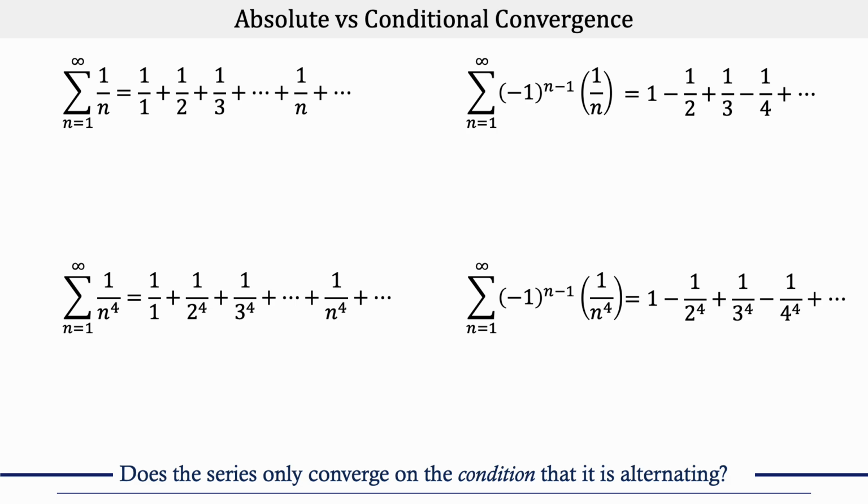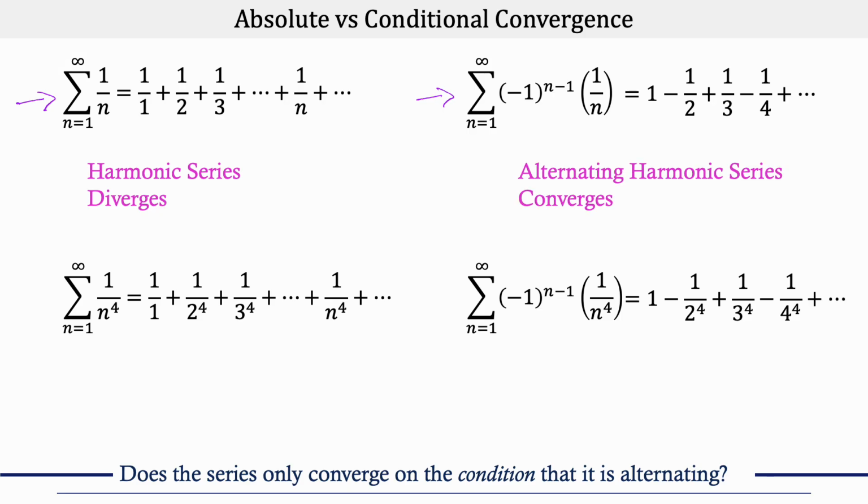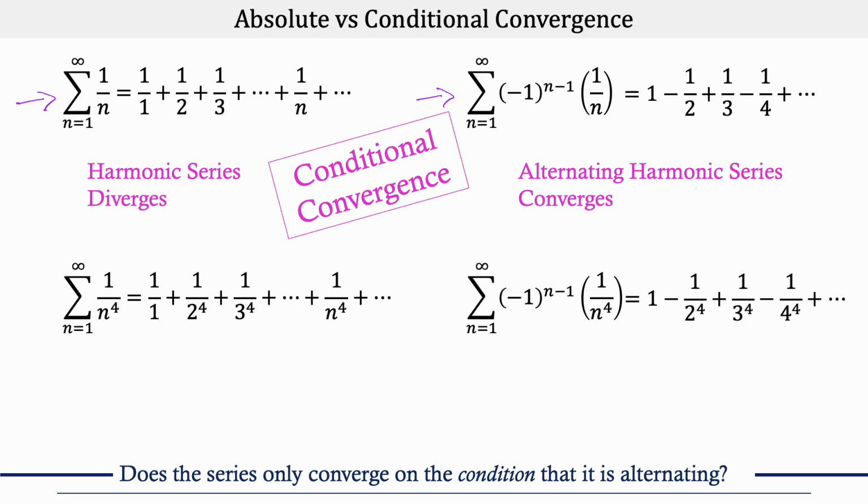Let's look at an example to clear that up a bit. On the top left of your screen, you'll see the harmonic series. The harmonic series is a p-series with a p-value of 1, which diverges. Next to it is the alternating harmonic series. And we've seen in a previous lesson that this is a series that converges. So this would be considered conditional convergence because the series only converges on the condition that it's alternating.